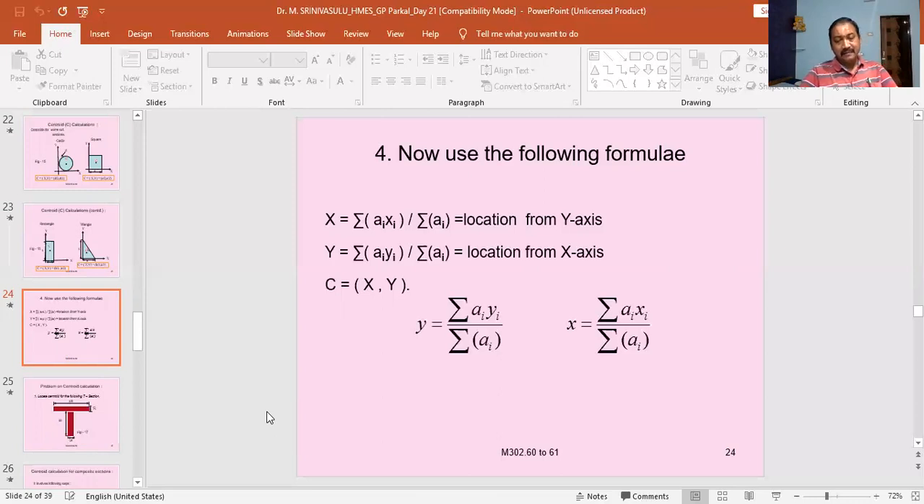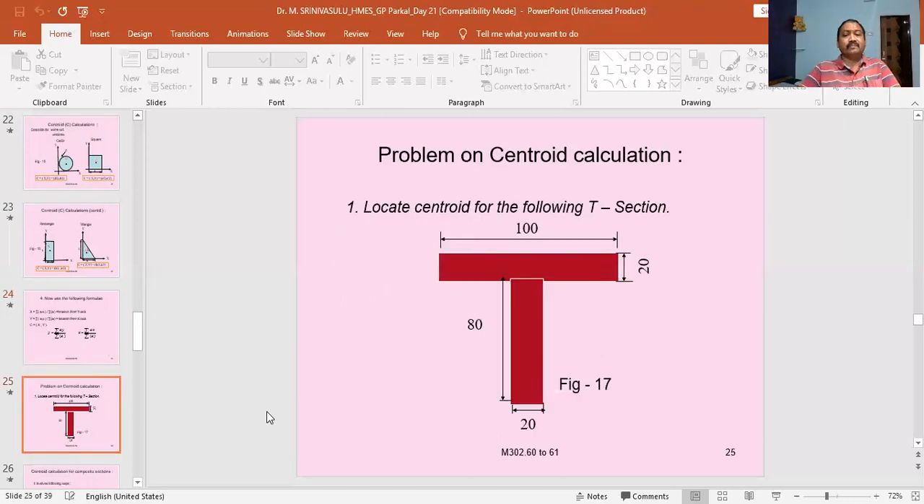Here generally we are considering only plane areas or laminas, so we call it only the centroid, and we consider the area only. Now we will attempt to find the centroid of the given figures.